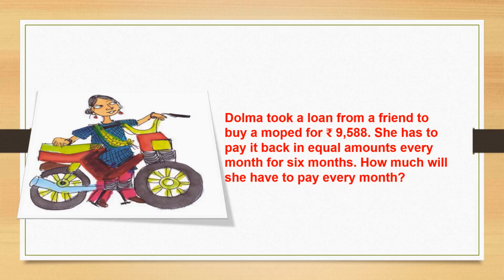So Dolma took a loan of rupees 9,588 and she has to return it in 6 months. Every month she is paying an equal amount of money. So we need to find out how much she will have to pay every month. Dolma took the help of her children. She asked her daughter and son to do the calculation and find out the amount she is going to pay for 1 month.